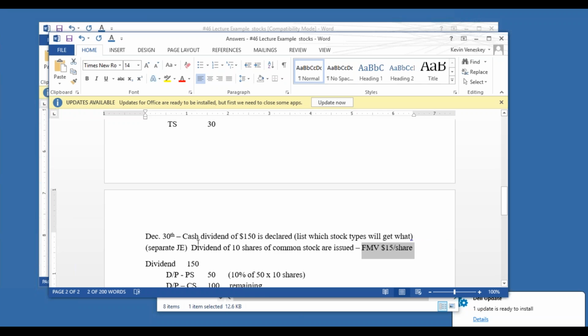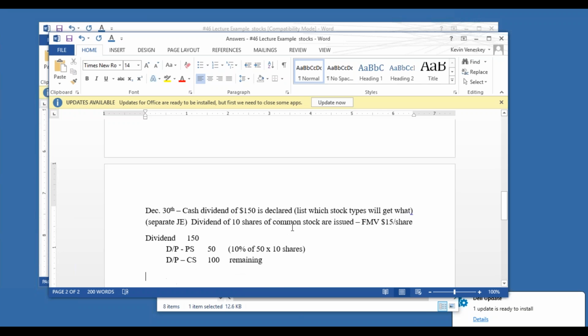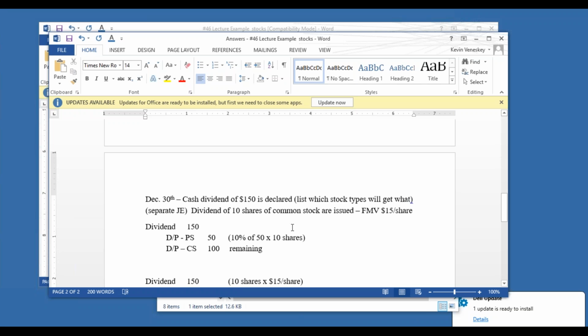So when I'm doing this journal entry, I'm still going to debit my dividend. And look, it happens to come out to be the same amount. It didn't have to be. My dividend value is I'm giving out 10 shares valued at $15 each. So 15 times 10 is my second dividend. It happened to be the same here. It's not going to usually be the same.